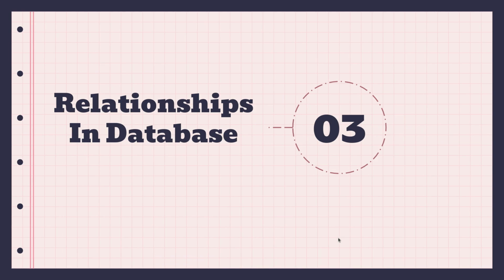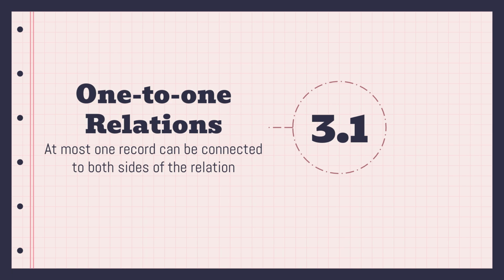Okay, so we have done that already. Now we're going to look at relationships in databases. The first we're going to look at is one-to-one relationships, because we're going to be using these relationships while creating our database. At most, one record can be connected to both sides of the relationship. That's basically what a one-to-one relationship is all about. Let's say that a user can have a profile. One user can have only one profile, and one profile can belong to only one user. That's an example of a one-to-one relationship.